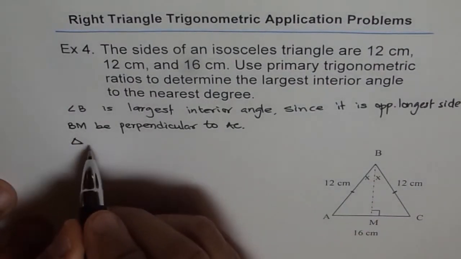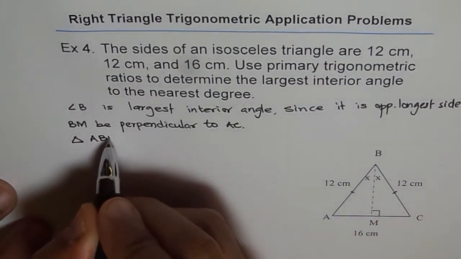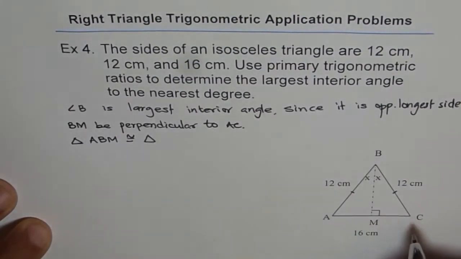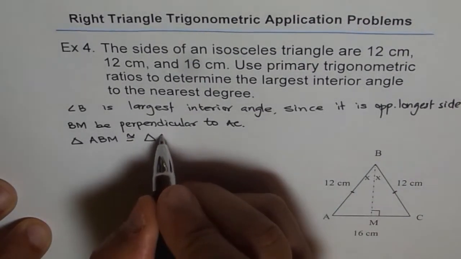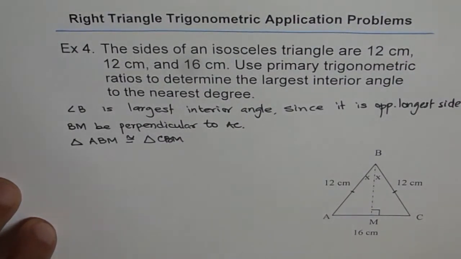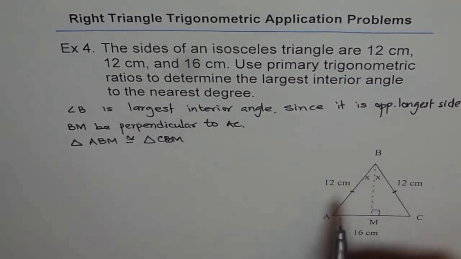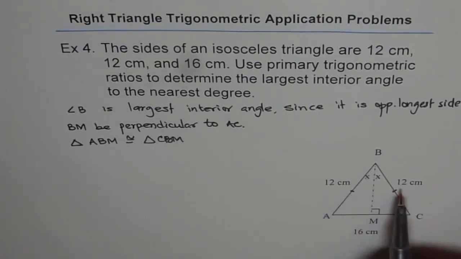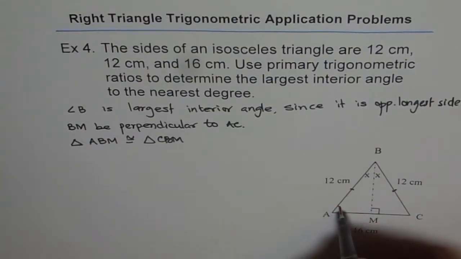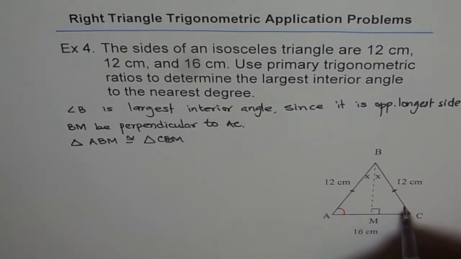So we say triangle ABM is congruent to triangle CBM. Why? Why are they congruent? This is an isosceles triangle, correct? Because it has these two sides equal, their opposite angles will also be equal. So angle A will be equal to angle C.